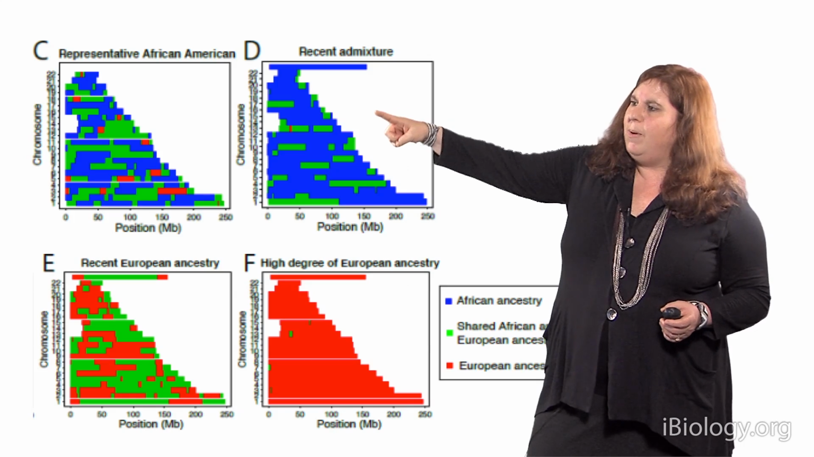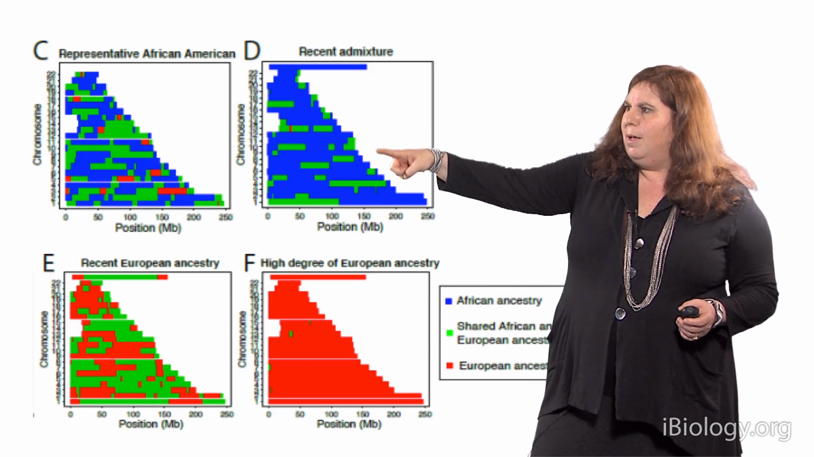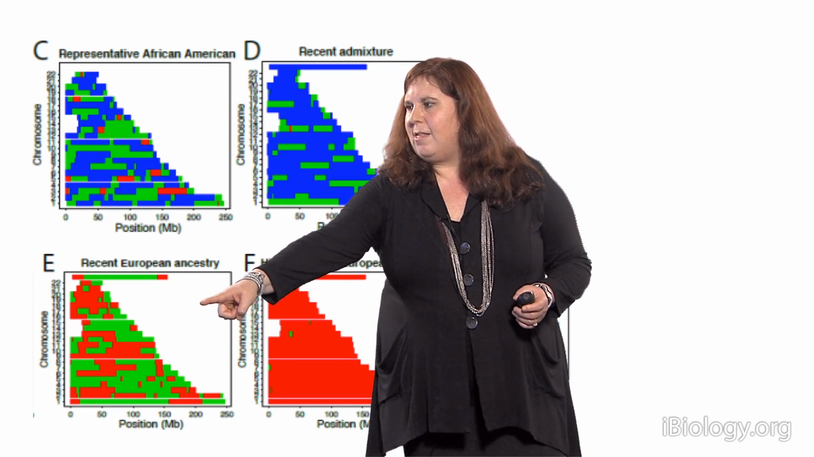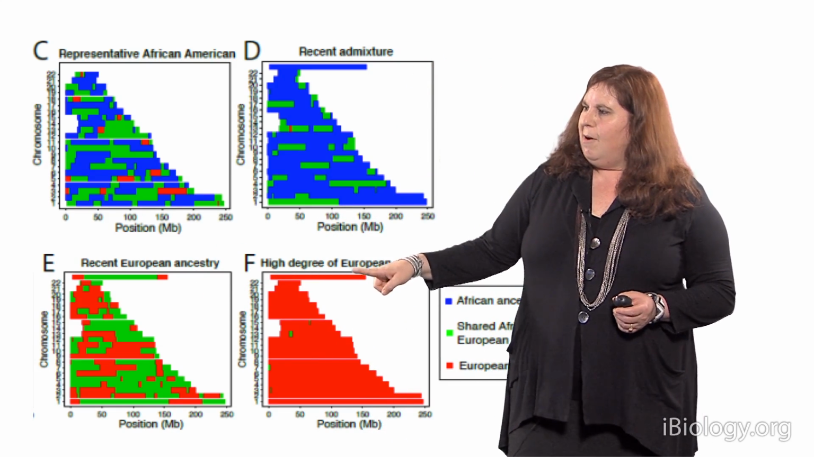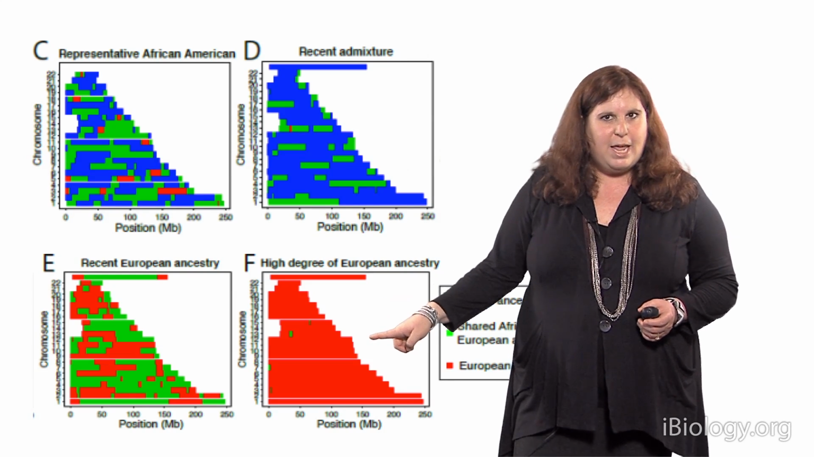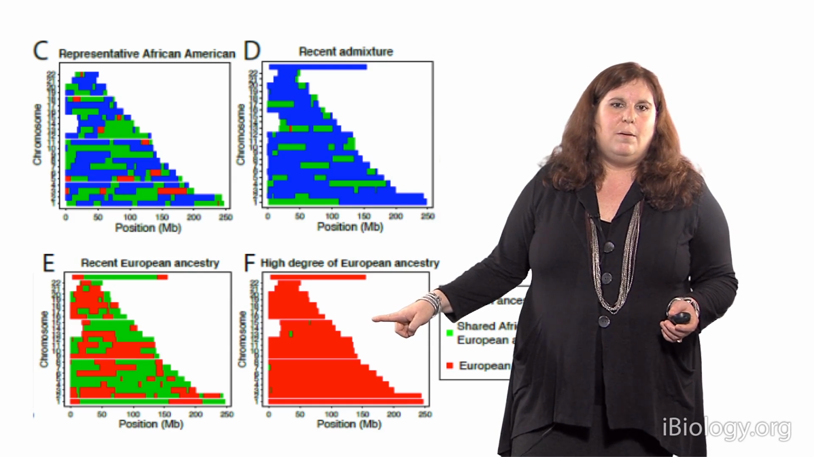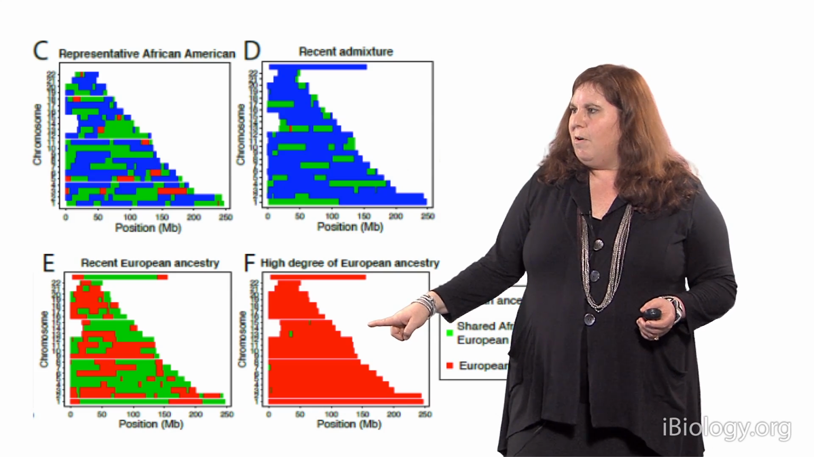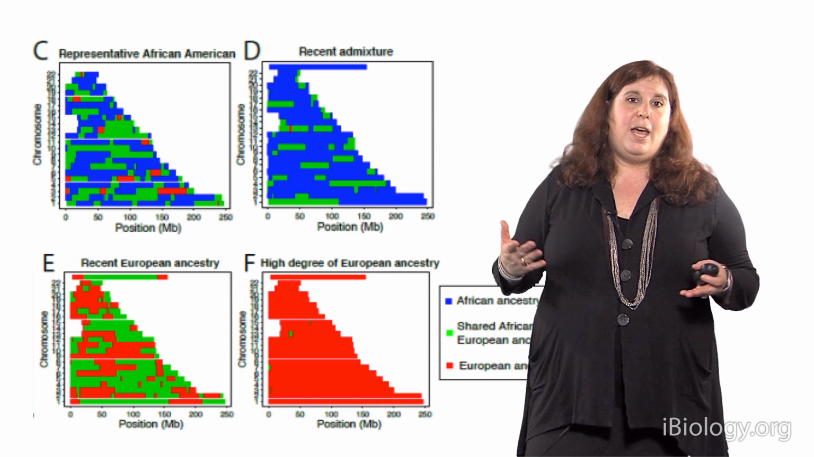Here's an example of someone who appears to have undergone very recent admixture. They have a lot of African ancestry. Here's someone who has very recent European ancestry. So we see a lot of regions of the genome where they're of mixed ancestry. Here's someone who self-identifies as African American, but they have almost no African ancestry. So that goes to show you that there can be a lot of genetic variation that may not always correlate with self-identified ethnicity.